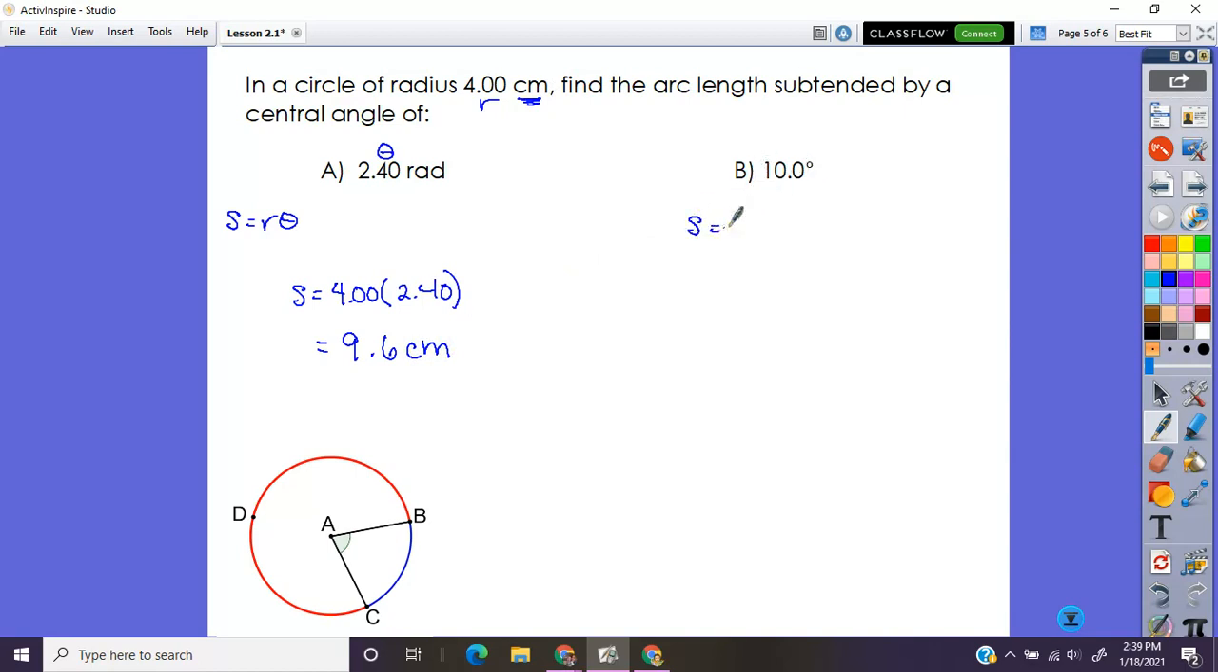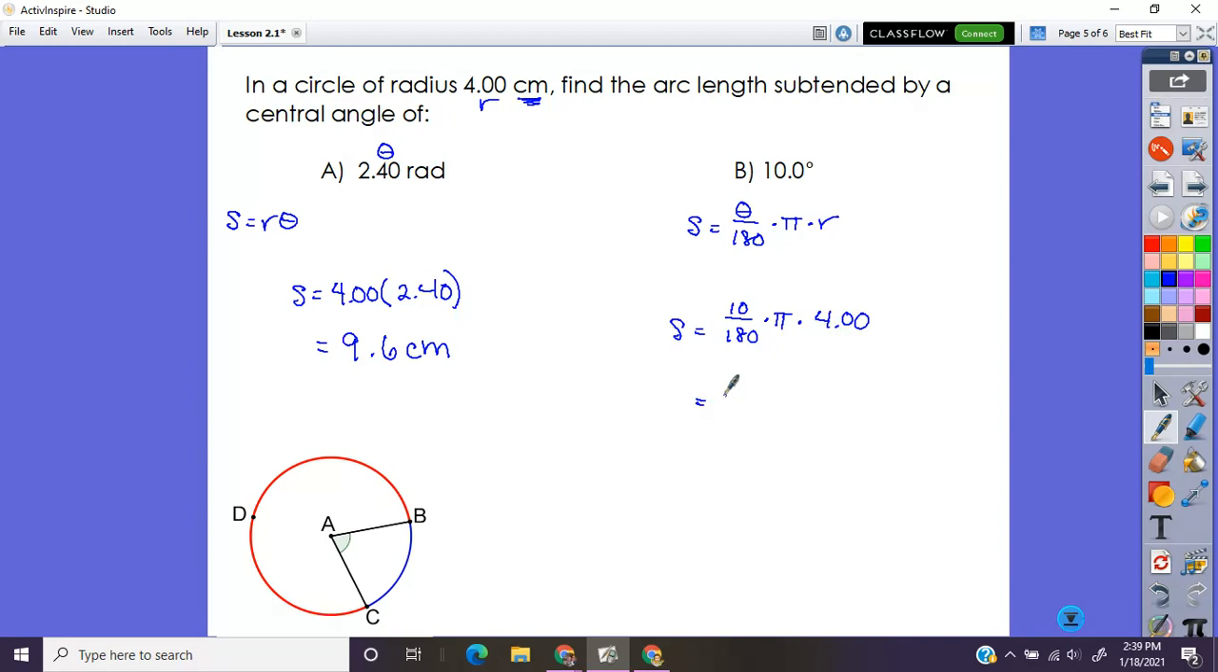And then the same thing with our degree. If you recall, our formula for degrees is theta over 180 times pi times r. So once again, you can see here's our conversion part of that. Let's go through and do this. We'd have 10 over 180 times pi times our radius, which is 4.00.